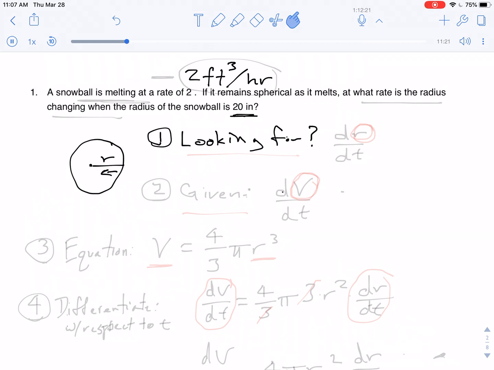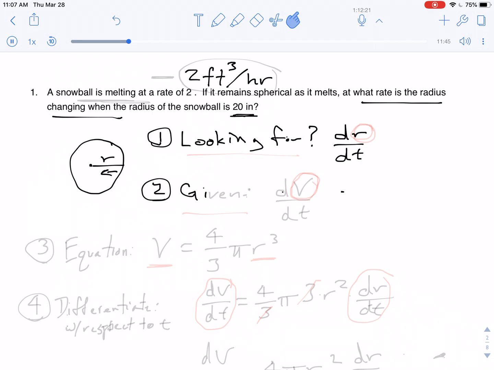I want to figure out what rate I am looking for. If I read over my notes, it says, what rate is the radius changing? So that would say I am looking for dr/dt in this case. That's the particular rate, and that's all I care about.